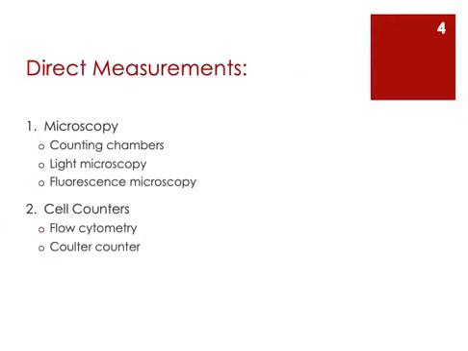Regarding microscopy, we're going to talk a little bit about what are called counting chambers. We'll talk about how light microscopes are used to do this kind of counting. And we'll talk about how fluorescent microscopes are used and what advantages and disadvantages these two types of microscopes offer. When it comes to cell counting and cell counters, we're going to talk about what's known as flow cytometry and compare it to a machine called a Coulter counter. Let's begin with the microscopy.